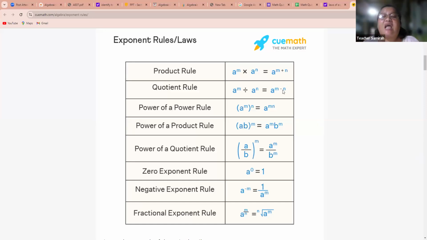Okay, for example, a raised to m divided by a raised to n. I will assign a number for m which is 5 and the number for n is 2. So a raised to the power of 5 divided by a raised to the power of 2, what would it give me? You only need to subtract the exponents. What would be our answer?